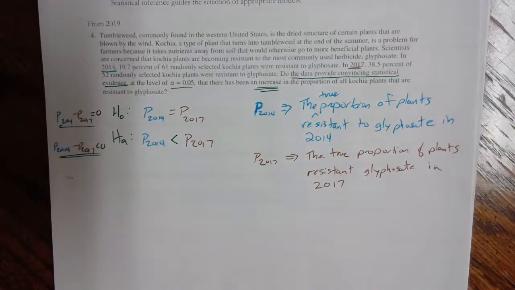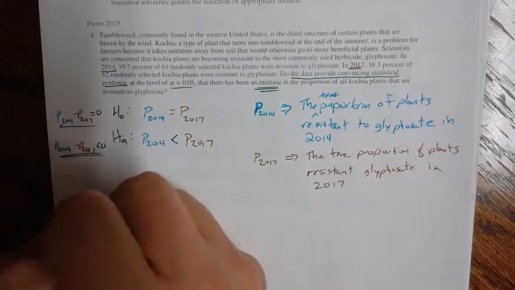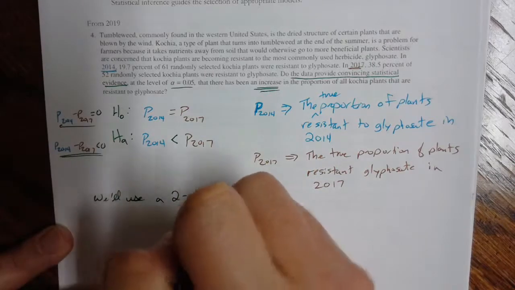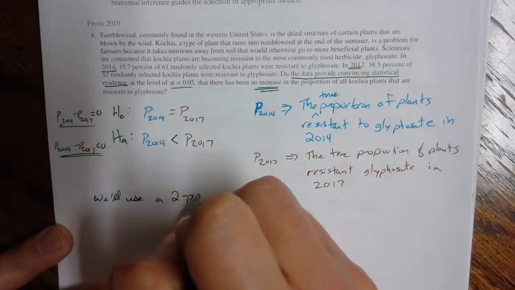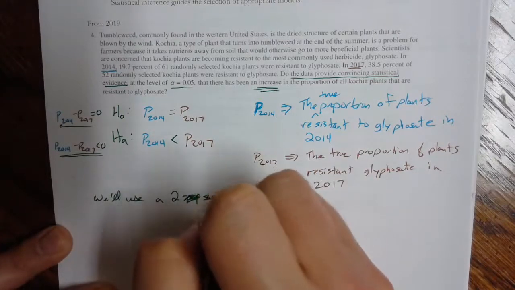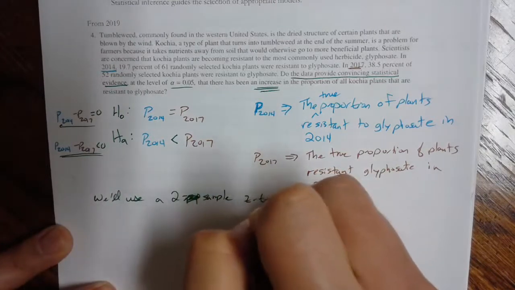But before we do get to that formula, we want to make sure that we name the test and then check our conditions for the test. So what we're going to try to perform here, as long as our conditions are met, is a 2 proportion, let me say it this way, a 2 sample z-test for a difference of proportions.